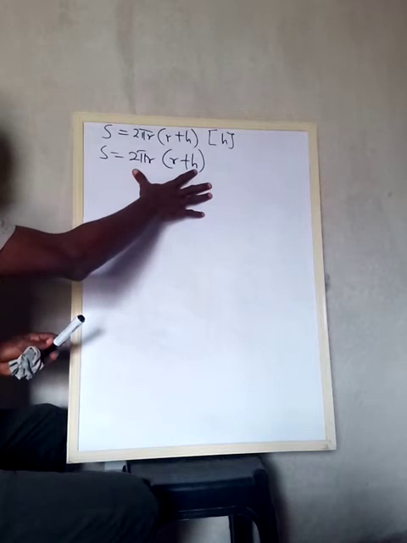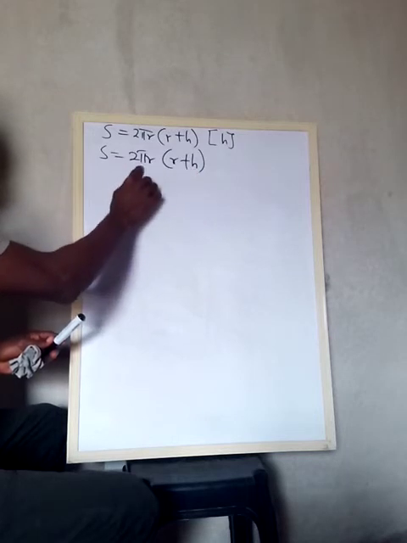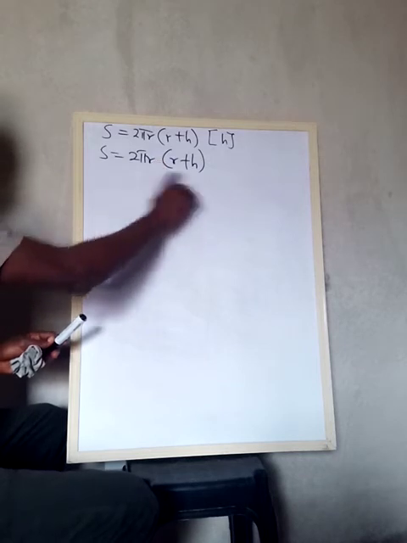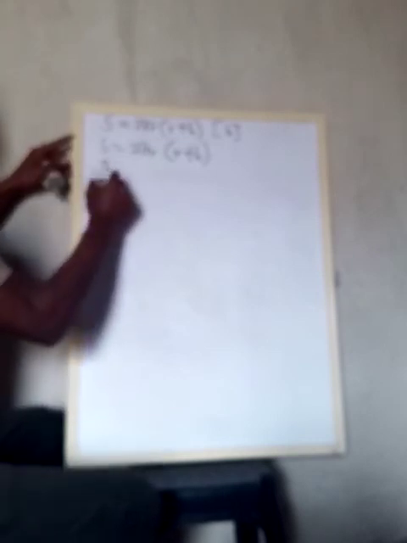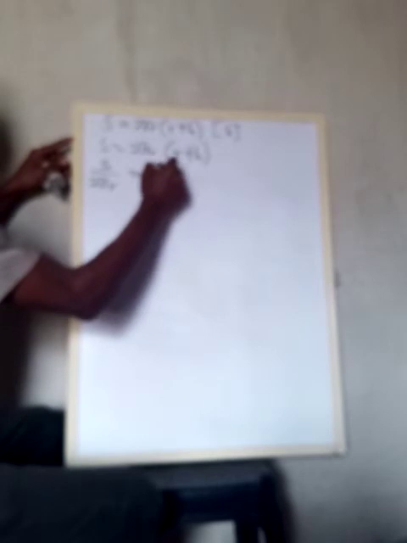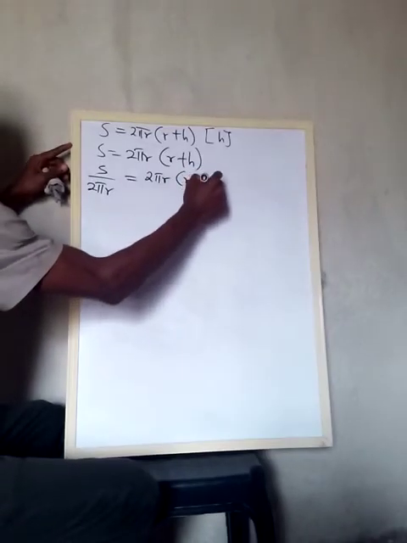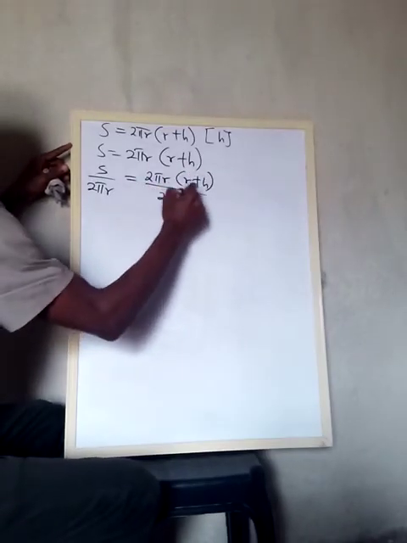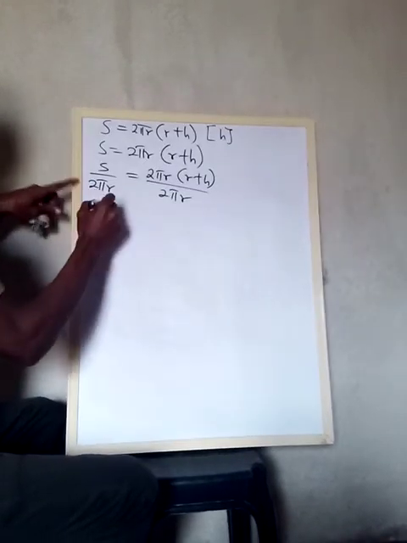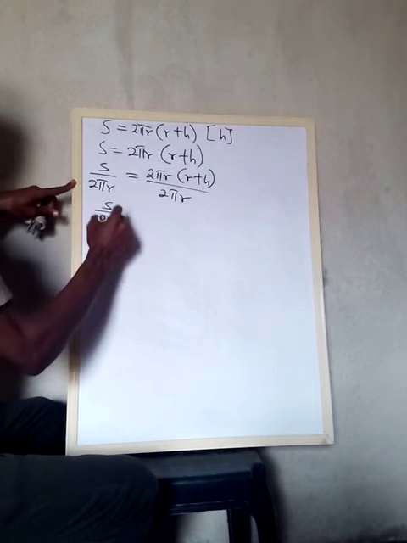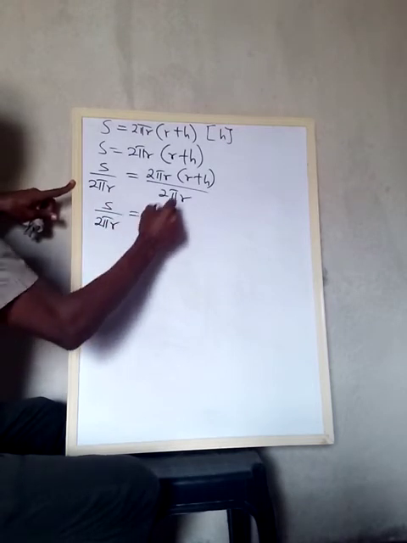So the first thing, or the easiest thing to remove here, is this 2πr, because it has a relationship of multiplication with this bracket. Meaning, if we divide both sides by 2πr, the 2πr will cancel out here and it will appear here. So we divide both sides: 2πr equals 2πr times (r + h). It cancels out here and has appeared here. So what we now have is S over 2πr equals r + h.